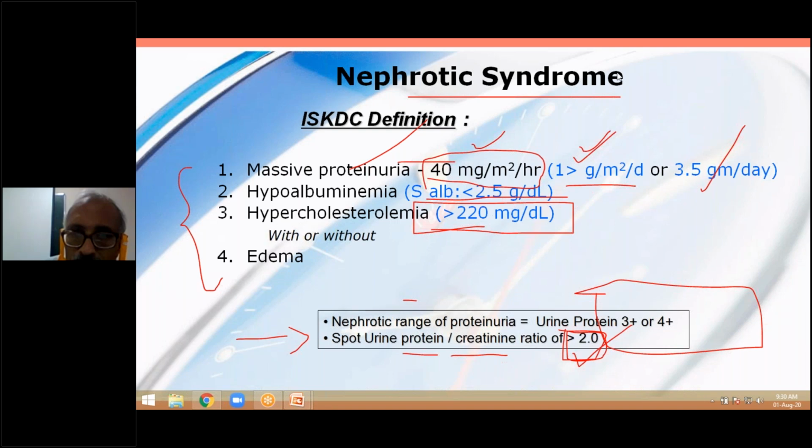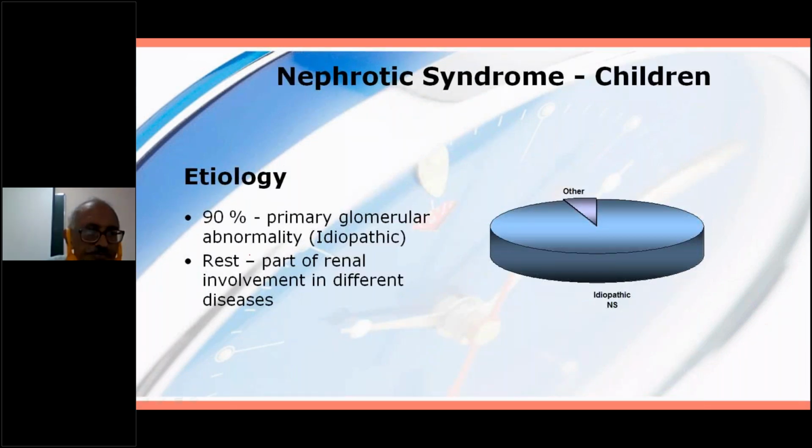Now, coming to the causes: what are the probable causes? If you look at this simple pie chart, the bulk of it, the majority in children, are idiopathic. Nobody knows the exact cause of why they develop it, and so many theories come up. About 10%, approximately less than 10%, come with a known cause. The known causes are plenty, so many causes are there. But for practical purposes, the commonest cause of nephrotic syndrome in children is an idiopathic one.